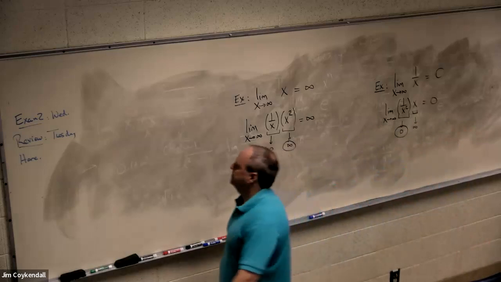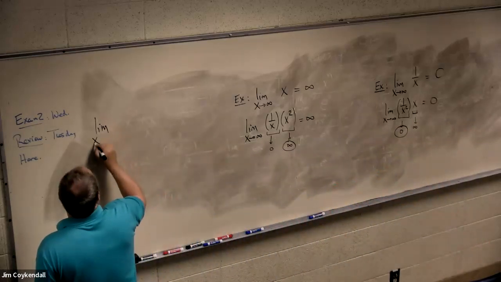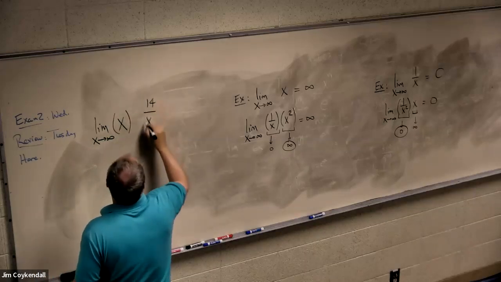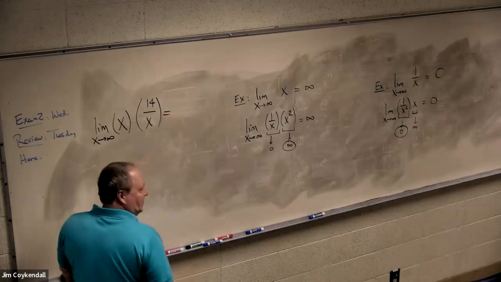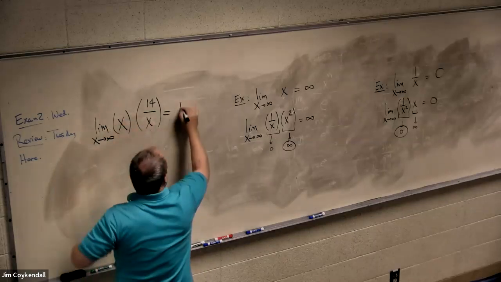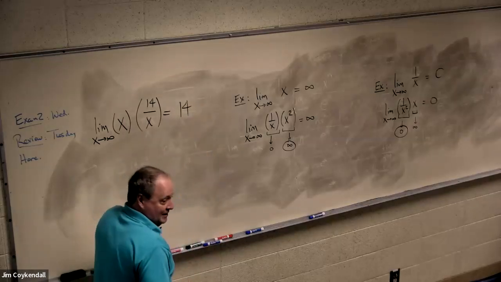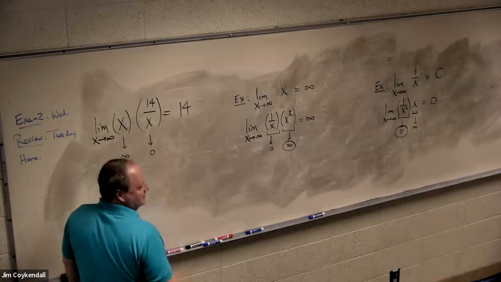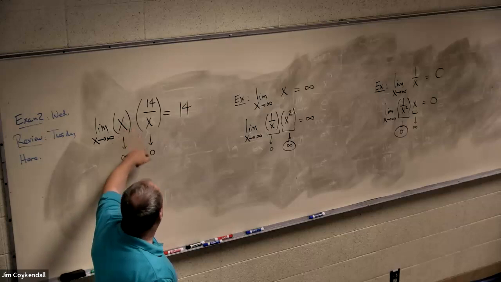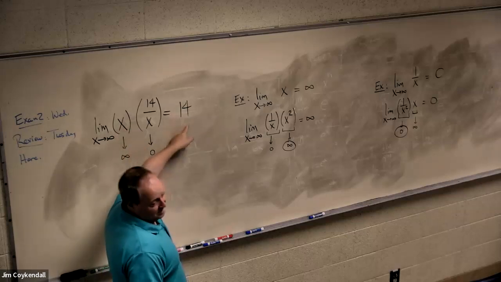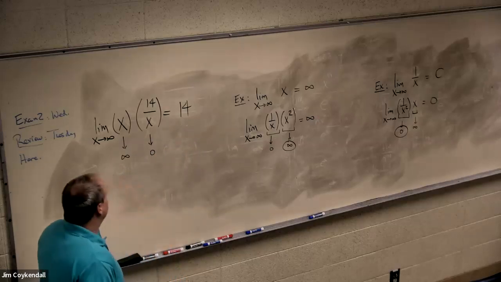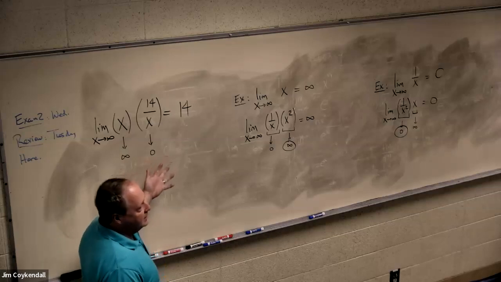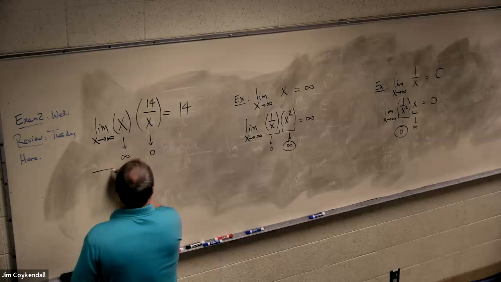14. It's very smart. The x is canceled. This is 14. All right. This one is going to infinity, and this one is going to zero. But the growth rates are very close, and it turns out to be 14. So when you get infinity times zero, anything can happen. So let's go back to this.